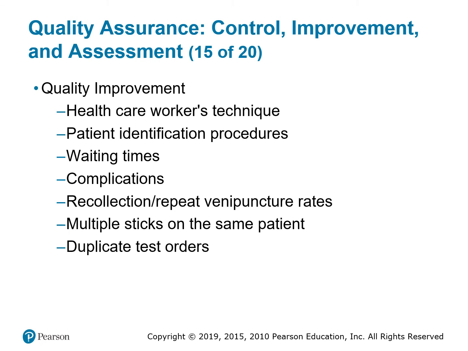So quality improvement efforts for phlebotomy services usually focus on pre-examination, pre-analytical issues. For example, the healthcare worker's technique, patient identification procedures, waiting time, complications, recollection or repeat venipuncture rates, multiple sticks on the same person, duplicate test orders for the same person. So we have to follow a certain quality improvement ourselves in dealing with issues and problems, and to be able to resolve these problems and make sure we have good quality assessment as well.